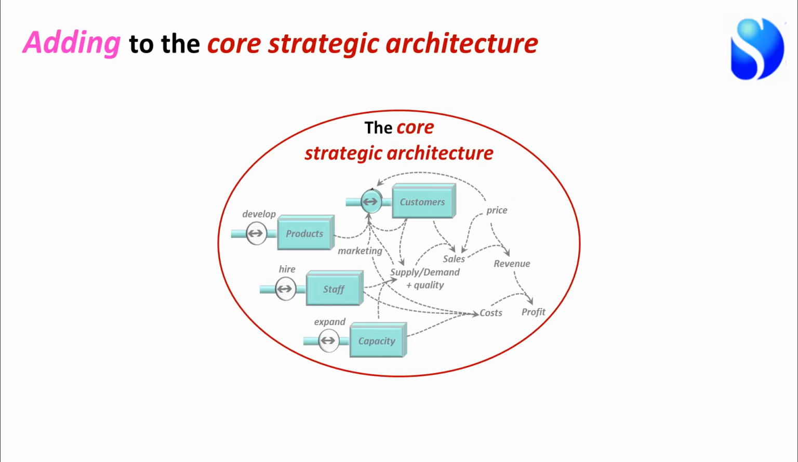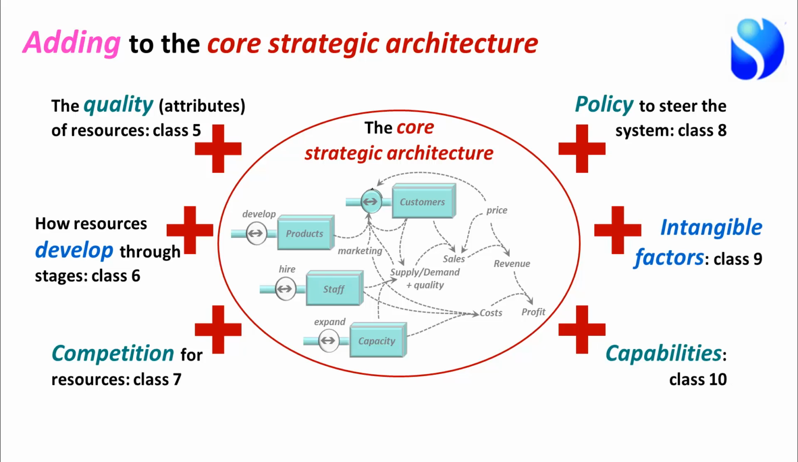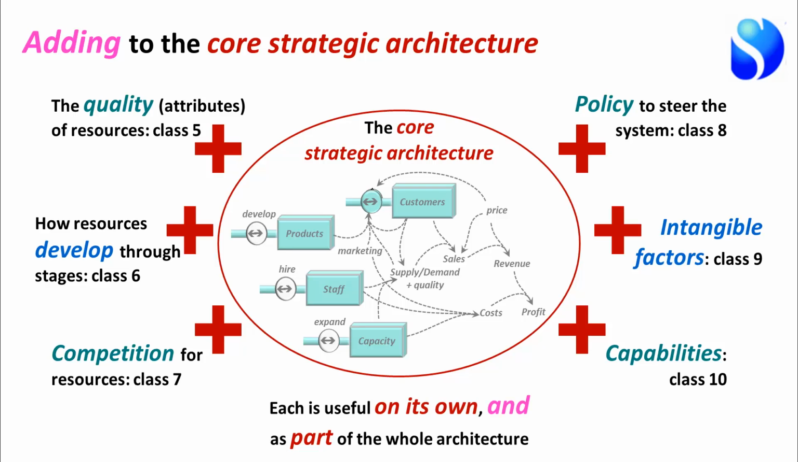In the first 4 classes, we construct this idea of a business model being driven by the interdependence between customers, products, staff, and capacity. We then go on to add a series of extensions to that core architecture in the remaining classes of the course. Now, as well as extending the basic strategy analysis, it turns out that each of those frameworks is extremely useful on its own, as well as when it's used as part of the strategy analysis for a whole business.